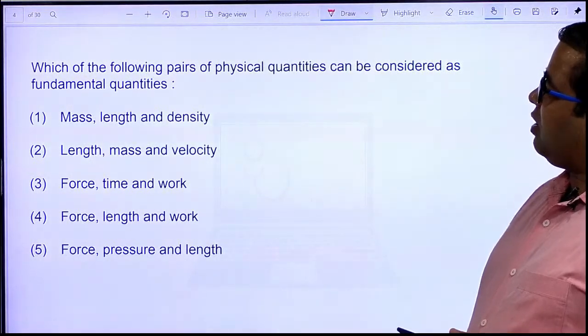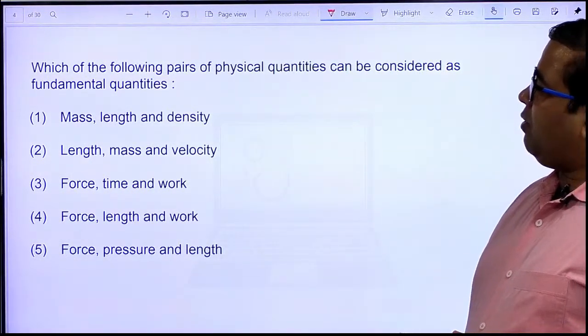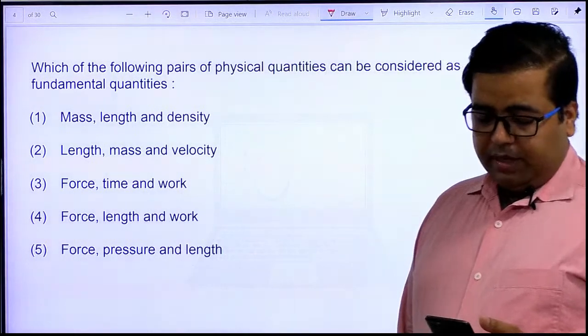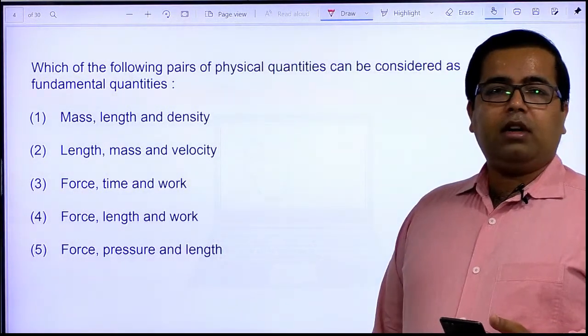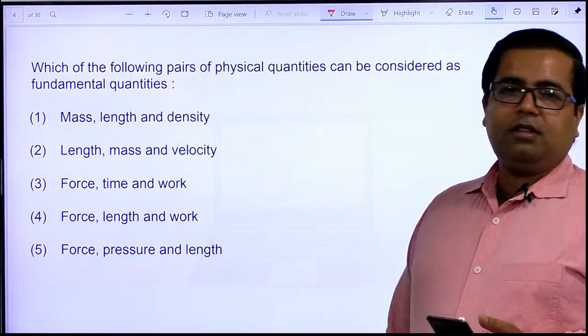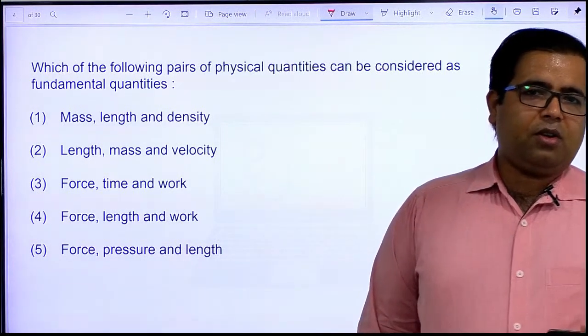Length, mass, and velocity. I have taken that example. What about force, time, and work? Can we take them as fundamental quantities? Tell me your answer.